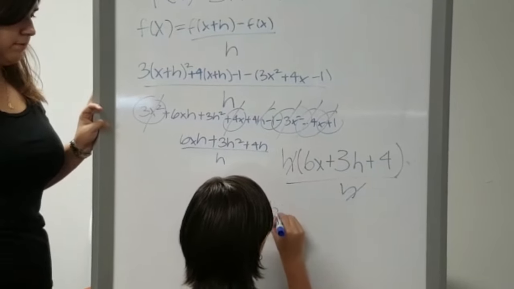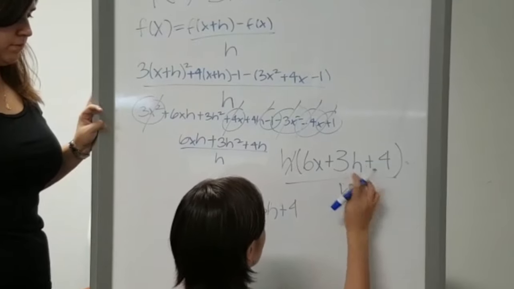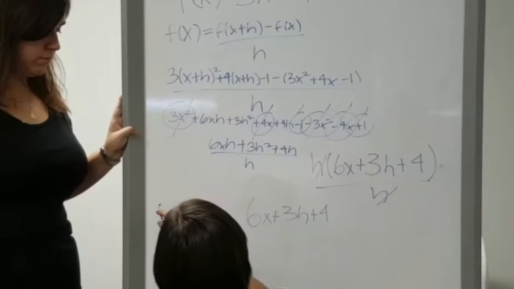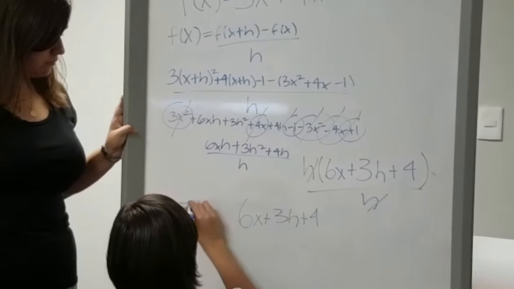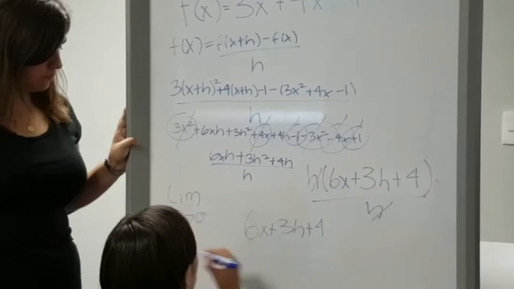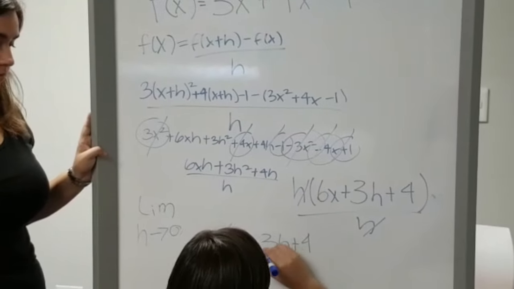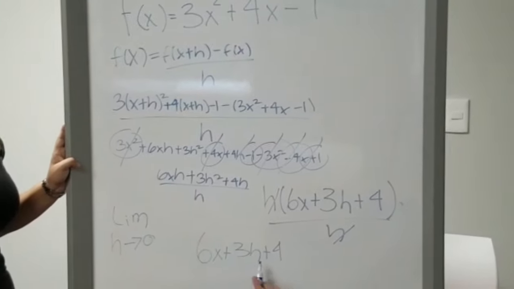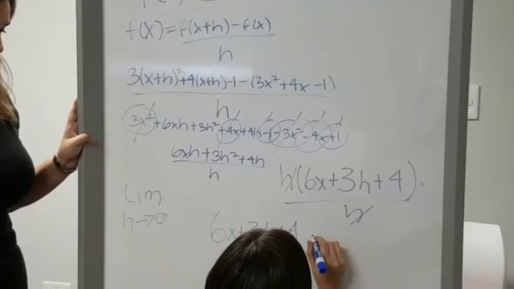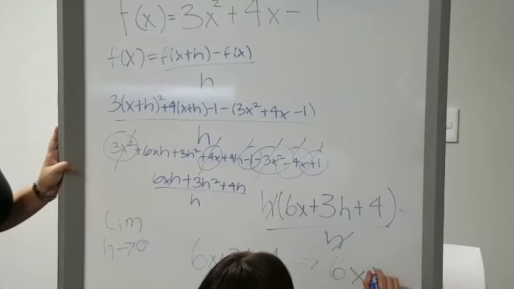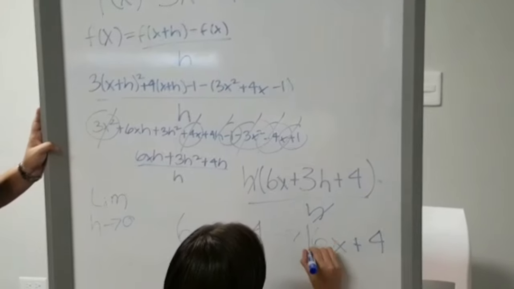plus 3h plus 4. Now the h is equal to 0 because we're working with h tending to 0 over a limit. So you are just left, so this 3 multiplies 0, which is 0, so you're just left with 6x plus 4. Now this will be your answer.